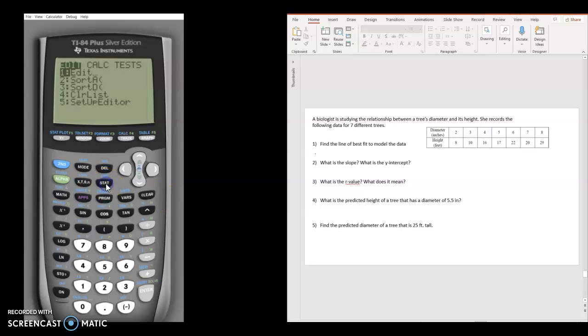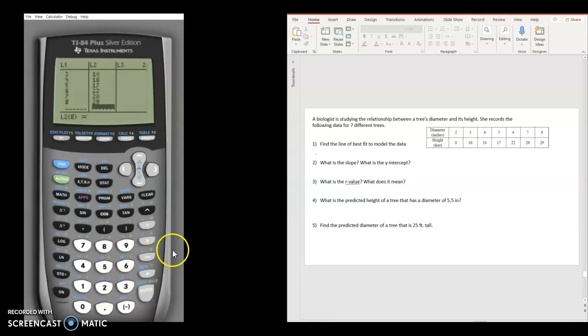Remember, we click stat and then edit. You're going to go up and clear L1 and then go up and clear L2. And then in L1, I'm going to enter all the values of the diameter. So I have 2, 3, 4, 5, 6, 7, and then 8. In L2, I'm going to enter all the values of the height. So I have 8, 10, 16, 17, 22, 20, and 29.